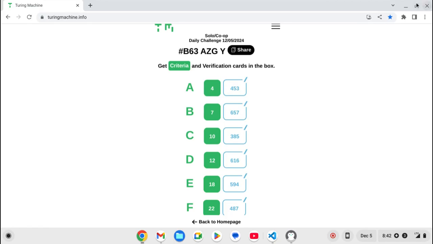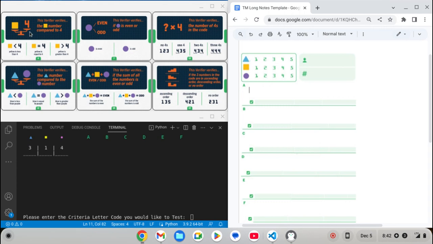Let's go solve. So in the grid above, we've got our 6 criteria cards. On the top row, we've got criteria card A, criteria card B, and criteria card C. On the bottom row, we've got criteria card D, criteria card E, and finally criteria card F.